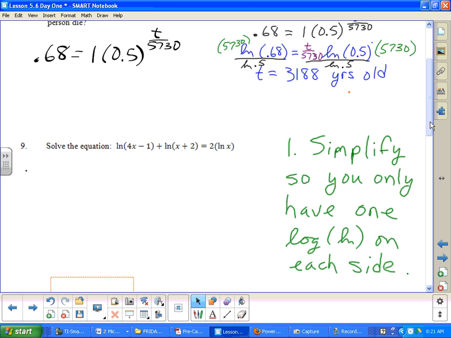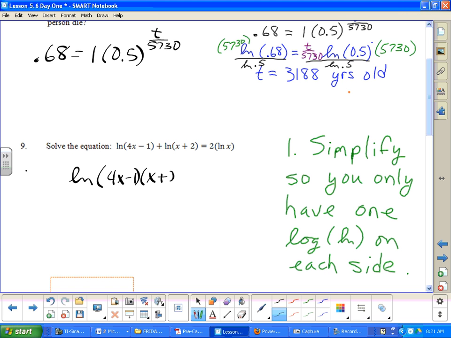So here we have a logarithmic equation, log on both sides. I have two of them on the left side here, so I want to simplify that so there's only one there. So I can write this as the natural log of 4x minus 1 times x plus 2 using the power rule, or the product rule. And on the other side, I can write that as the natural log of x squared.